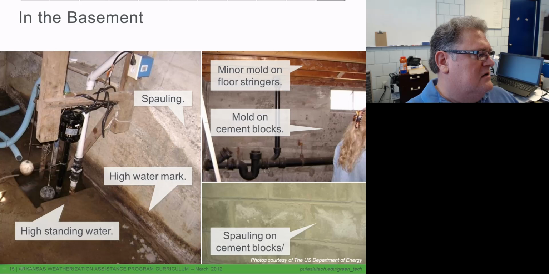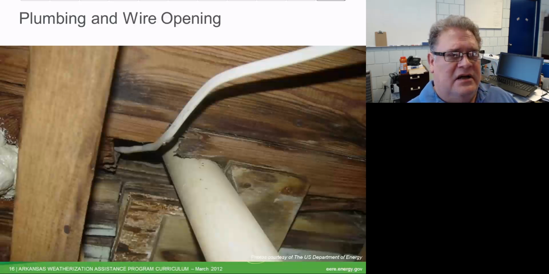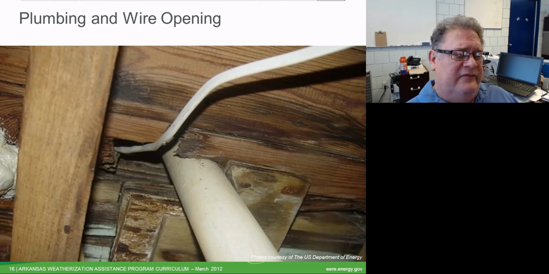Okay, so let's move to the next one here. Look up at the subfloor. Here we have a subfloor that looks like 1x6s, probably tongue and groove, but we have a large hole that was put in the bottom of this bottom plate to allow a plumbing pipe and a wire to go through. And this needs to be blocked off.